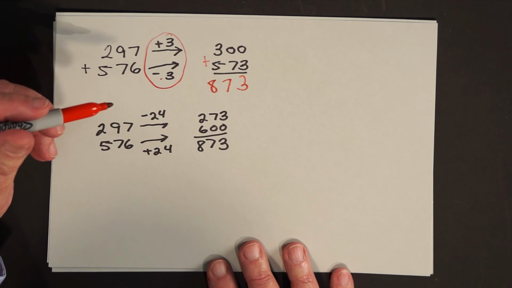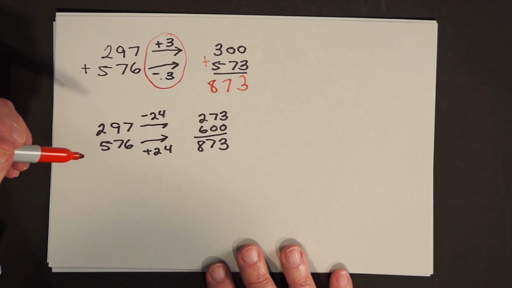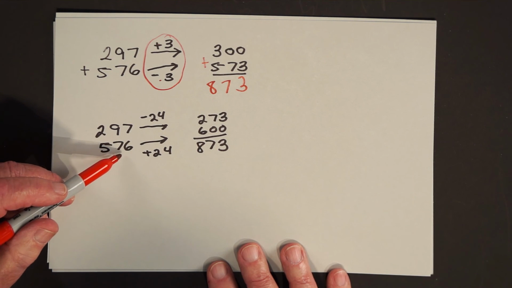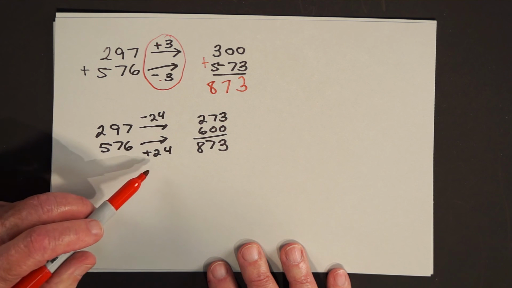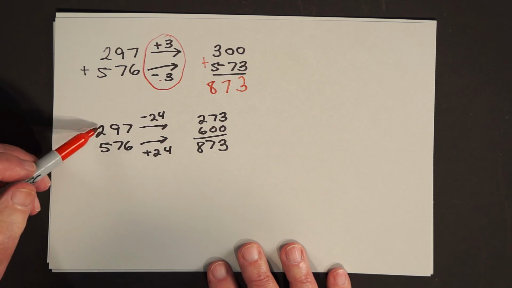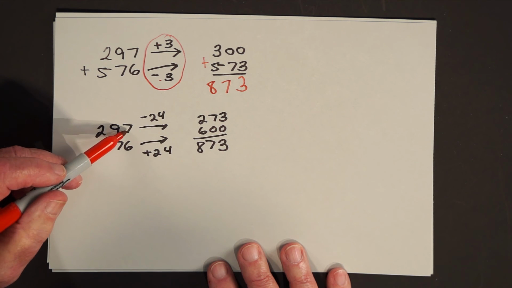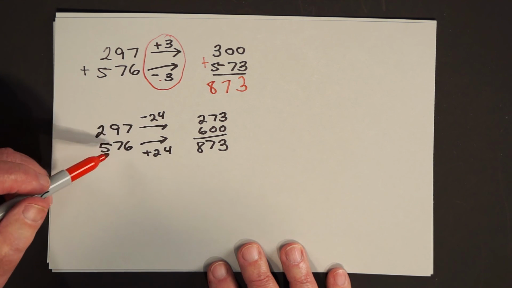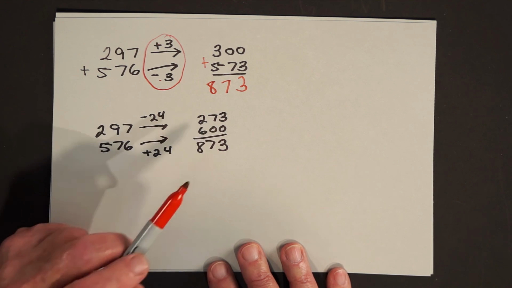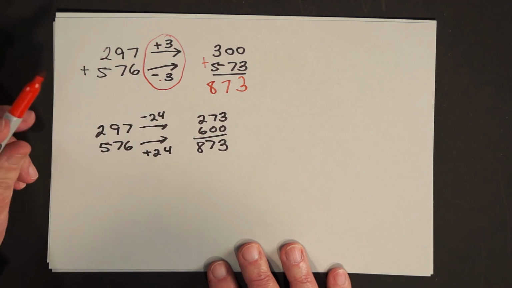And a student might say, well, couldn't I have made the 576 600? And this again is an illustration that in many times, even though there's only one right answer, there's not just one right way to get the answer. You could have said, okay, I will make the 576 into 600, but to do that I have to add 24. But if I add 24 to the 576, I have to subtract 24 from the 297 to keep the sum the same. So the 576 becomes 600, the 297 becomes 273, and the sum is still what?